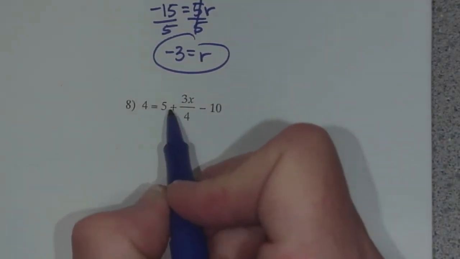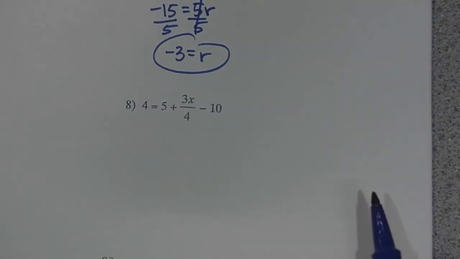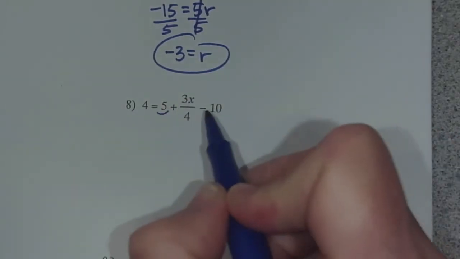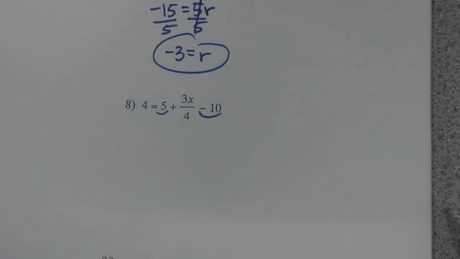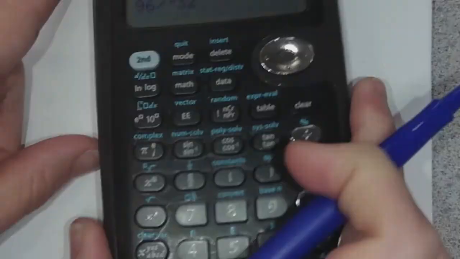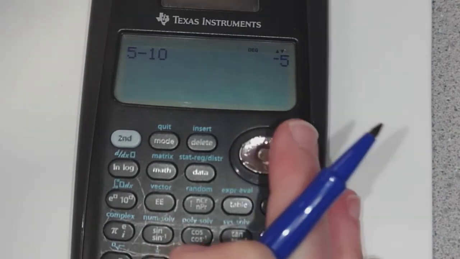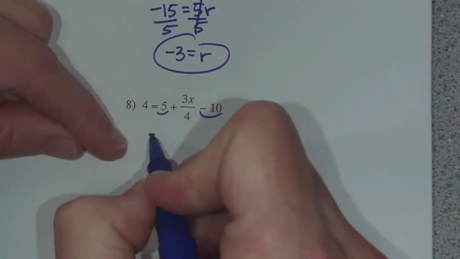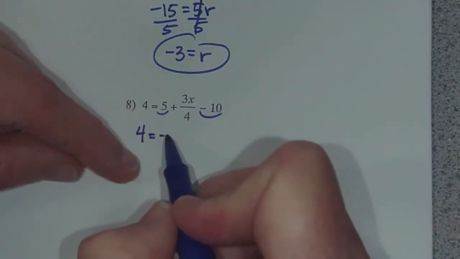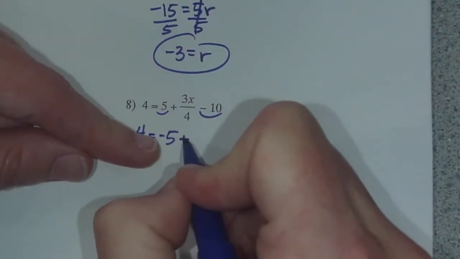4 equals 5 plus 3x over 4 minus 10. So first things first, let's combine some like terms. What do you see? I see a constant here and another constant here, so just regular numbers there. So let me combine them. We would do 5 minus 10, and you can put that in your calculator if you want. 5 minus 10 is going to give us -5. So I'm going to bring down my 4 and my equals, and then instead of writing these two numbers, I'll write the -5. And then I still have my plus 3x over 4.